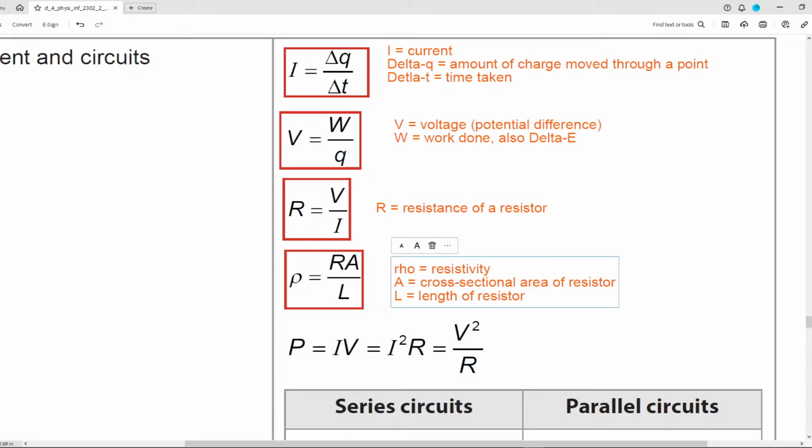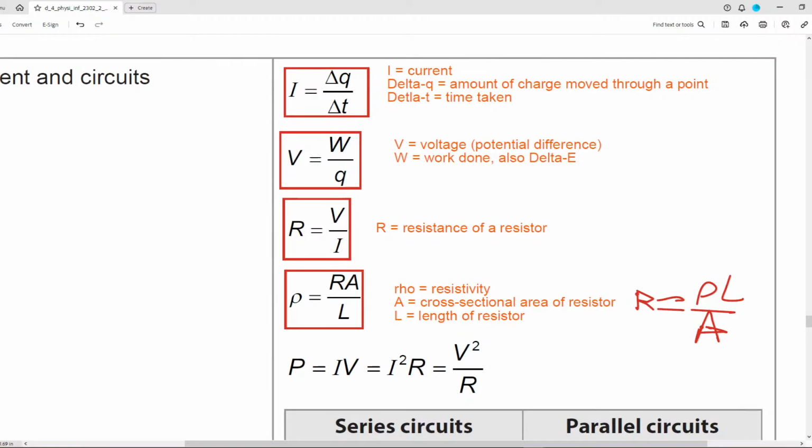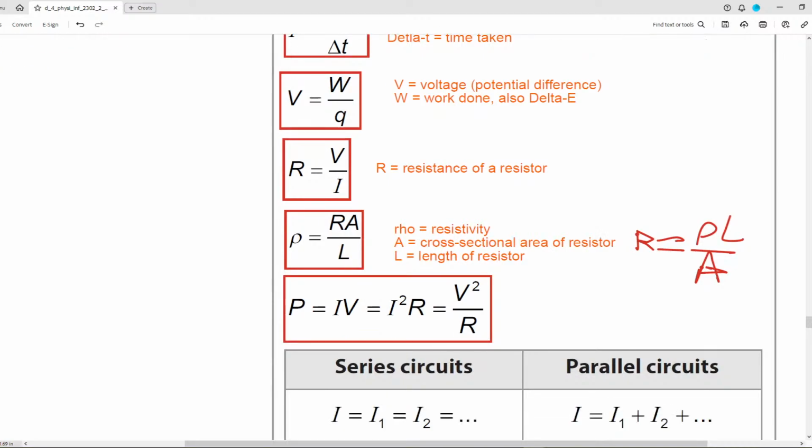Basically, the formula that's actually of use here is R is equal to rho L over A. That's quite useful because you can use this to calculate resistance. Combining all the formulas together, you get the formula right here. Just know that you actually combined Ohm's law here without doing too much.